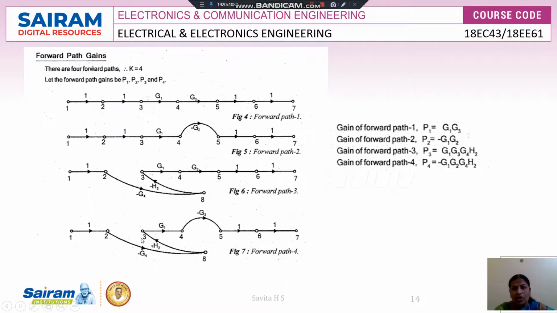Now we'll see how many forward paths are there. In this problem there are 4 forward paths. Carefully observe the problem. The first one is G1 G3 and the second one is G1 minus G2. The third one is minus G4 G1 H2 G1 G3, so I have written here G1 G3 G4 and H2. The next one is 1 minus G4 minus H2 G1 G2. So this is the fourth forward path.